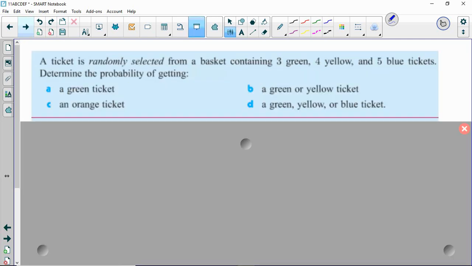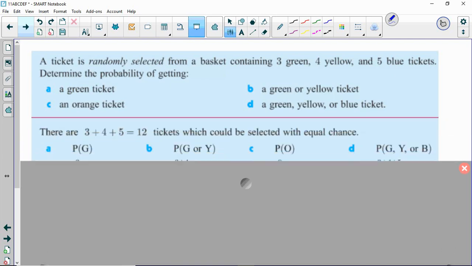So, okay, classic probability question. We've got a basket or a bag or a bowl or an urn, and it's got a bunch of things of different colors. Classic. Okay, what's the probability of getting a green ticket? How many tickets are there in total? Looks like there's going to be 12 in total. How many are green? 3, so letter A should be 3 out of 12.